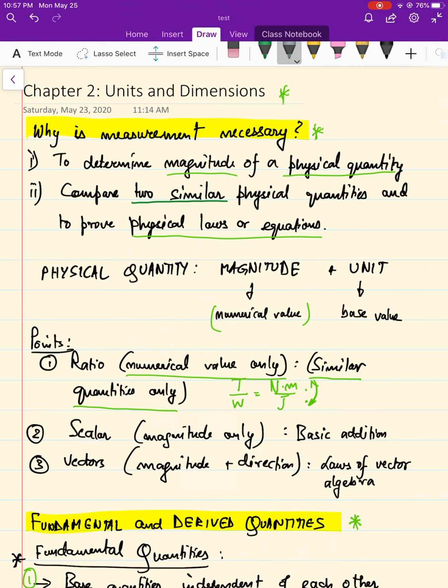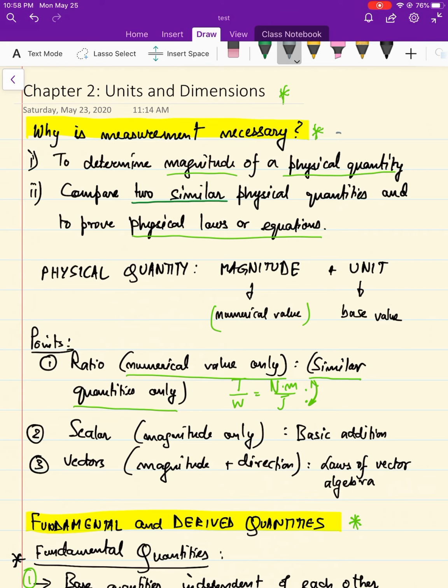So one of the first questions that comes up when we talk about units and dimensions is, why is measurement necessary? To determine the magnitude of a physical quantity, you need to measure it. There are many ways to measure that thing, and fundamentally the heart of it lies in understanding what units you assign it so that it really makes sense in the system that you are working with.